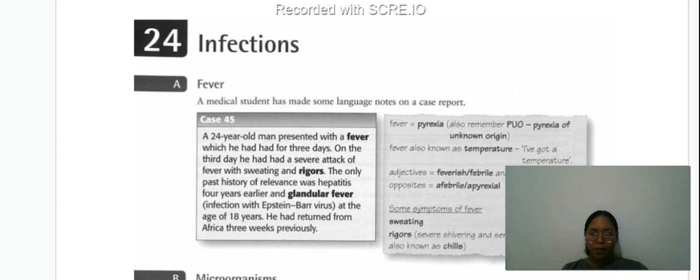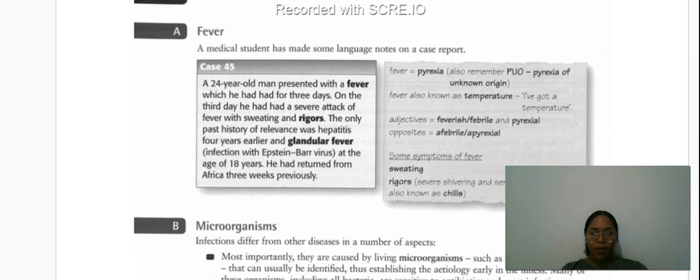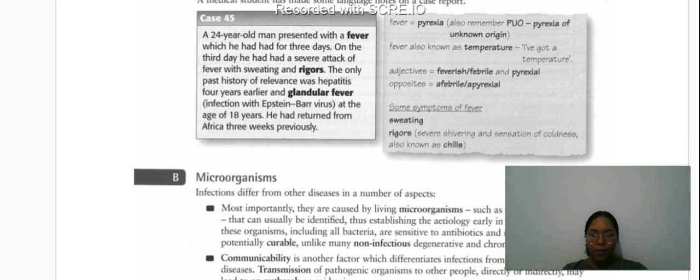Chapter 24 Infections. A. Fever. A medical student has made some language notes on a case report. Case 45. A 24-year-old man presents with a fever which he had had for 3 days. On the third day, he had had a severe attack of fever with sweating and rigors. The only past history of relevance was hepatitis 4 years earlier and glandular fever at the age of 18 years. He had returned from Africa 3 weeks previously.